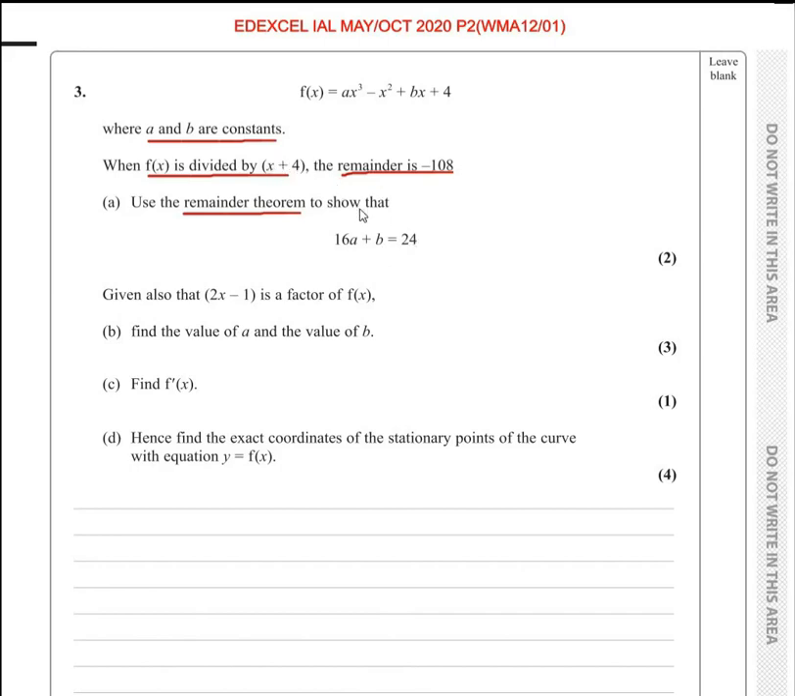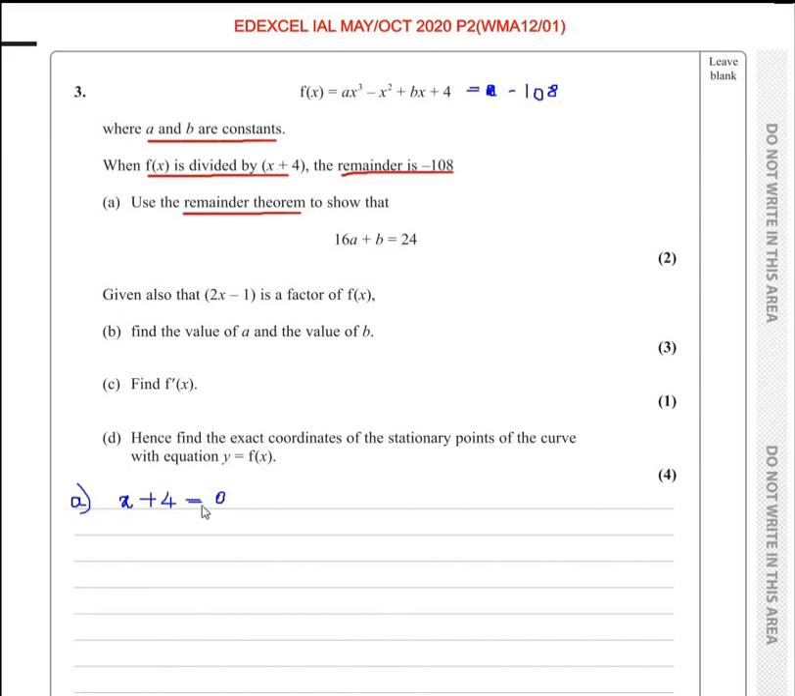What we have to do here is take x plus 4. Let me take it as part a. x plus 4 is equal to 0. When we divide f of x by x plus 4, we are getting a remainder. Since we are getting a remainder, x plus 4 is not a factor of f of x, because if it was a factor, it would make f of x equal to 0. Since here we are getting a remainder equal to minus 108, it is not a factor.